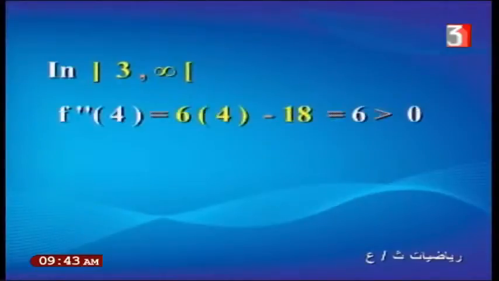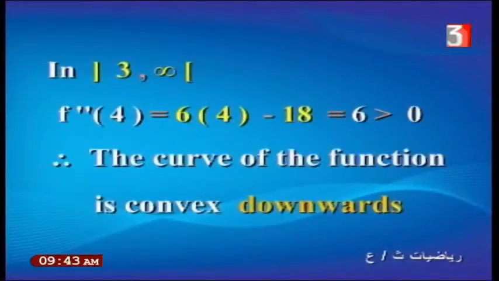In the other interval, open interval 3 and infinity, f''(4) equals 6 multiply 4 minus 18 equals 24 minus 18 equals 6, which is bigger than 0, a positive value. Then the curve of the function is convex downwards.